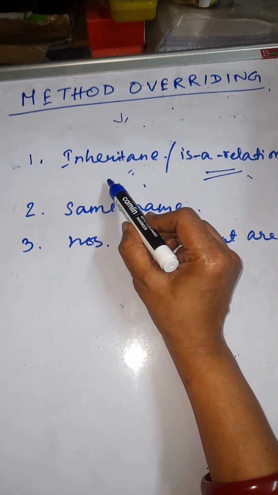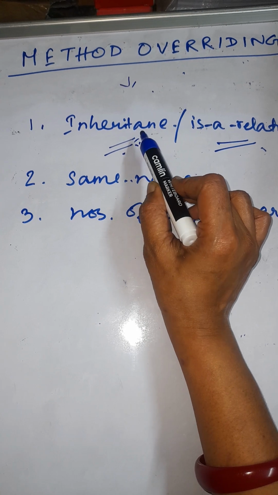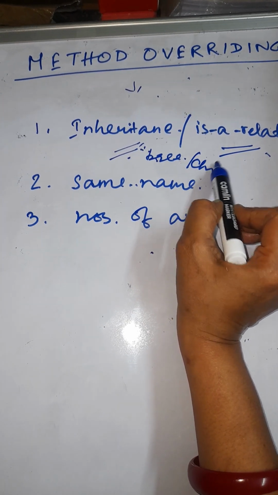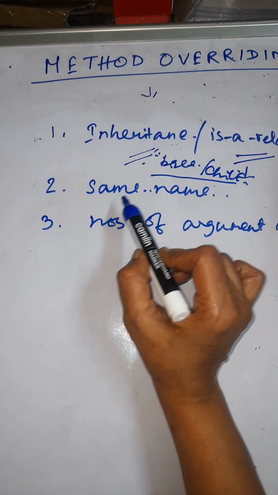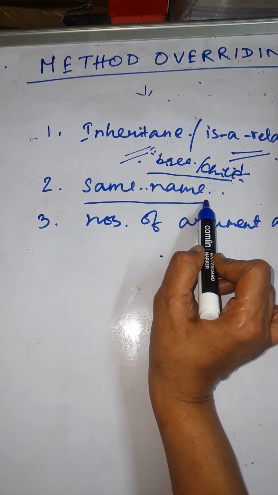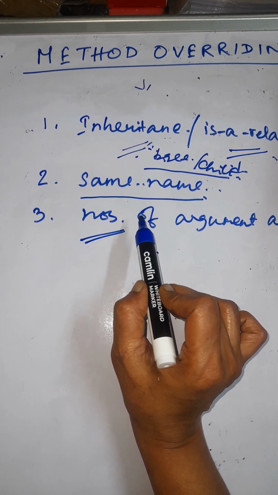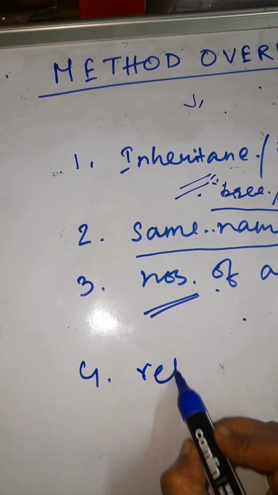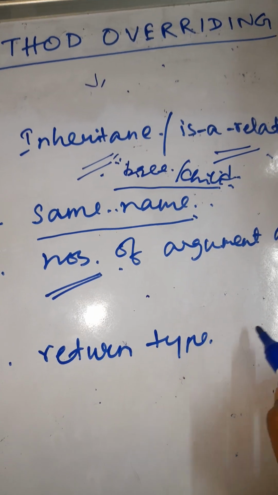So first, this will be inheritance. It will be implemented within inheritance, that is the base class and child class concept. It is not implemented within the same class. Clear? Then the names of the methods will all be the same, and the number of arguments will also be the same. And one more point: the return type will also be the same.